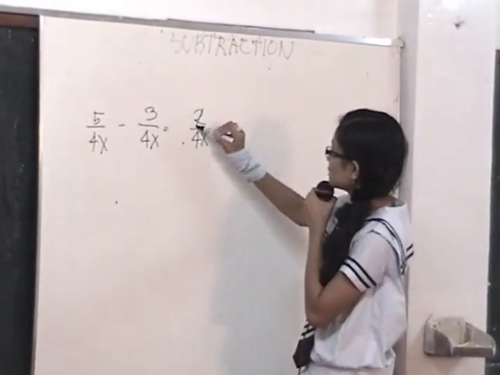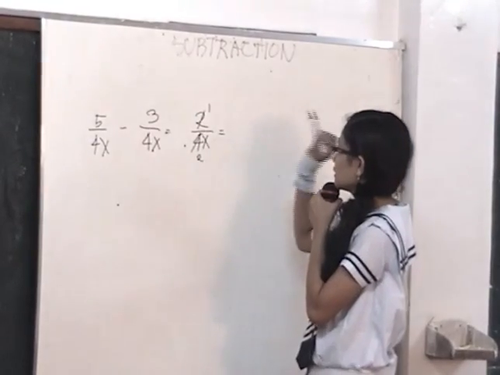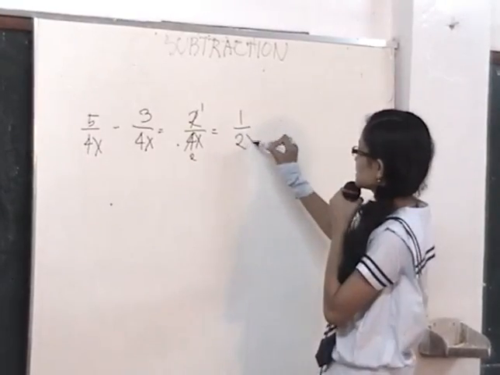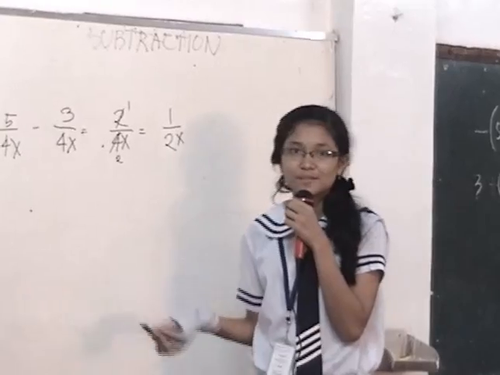That's why 2 divided by 2 is 1 and 4 divided by 2 is 2. And the expression that was left is 1 over 2x. 1 over 2x is the difference of this expression.